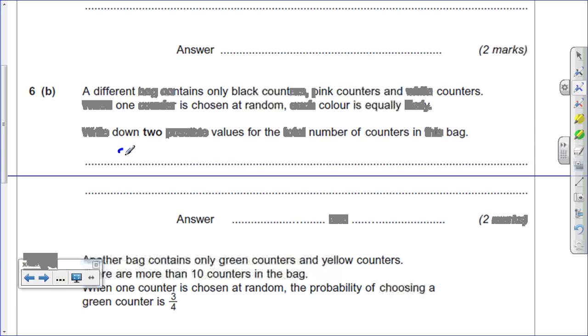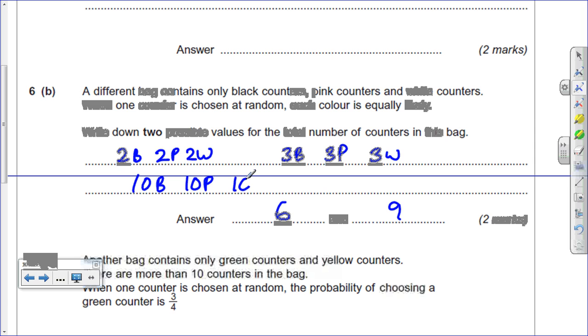Now, another bag contains only green and yellow counters. There are more than 10 counters in the bag. When one counter is chosen at random, the probability of choosing a green counter is 3 out of 4. So if there were only 4 counters, it would be 3 green and 1 yellow, 3 out of a total of 4. But it says there's more than 10. So let's see how we can keep that ratio the same.